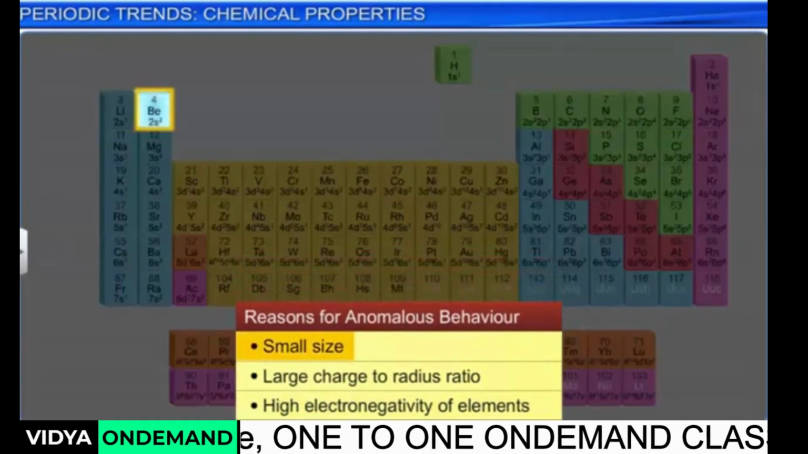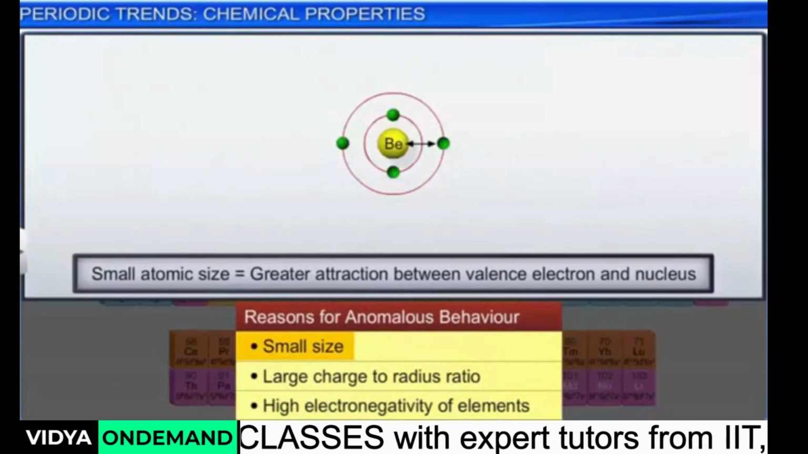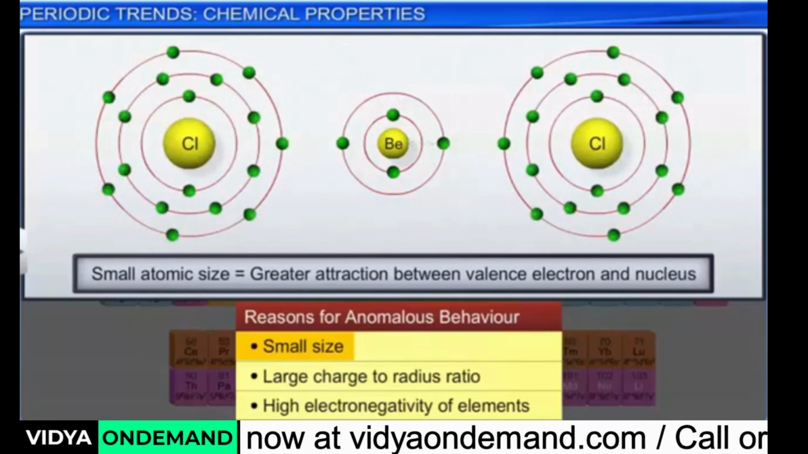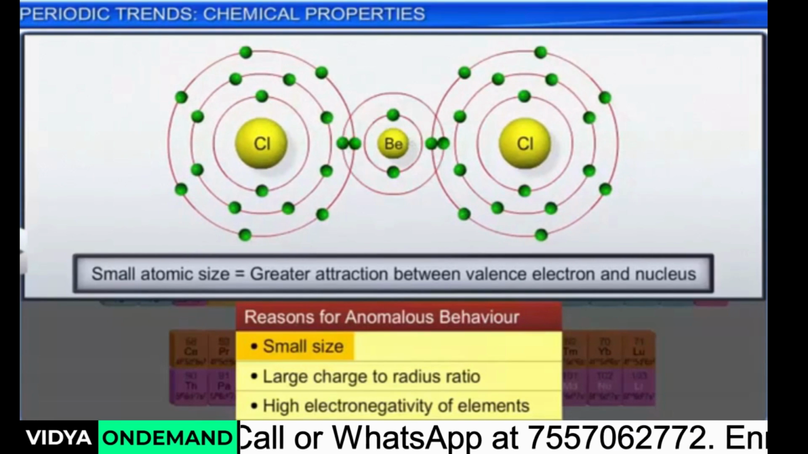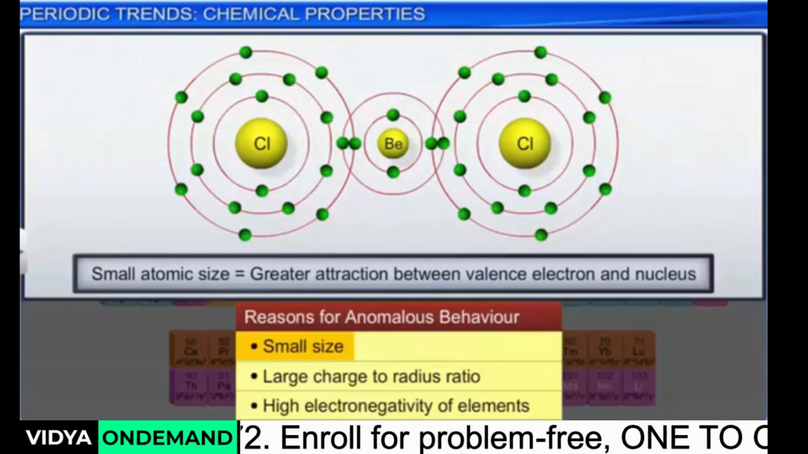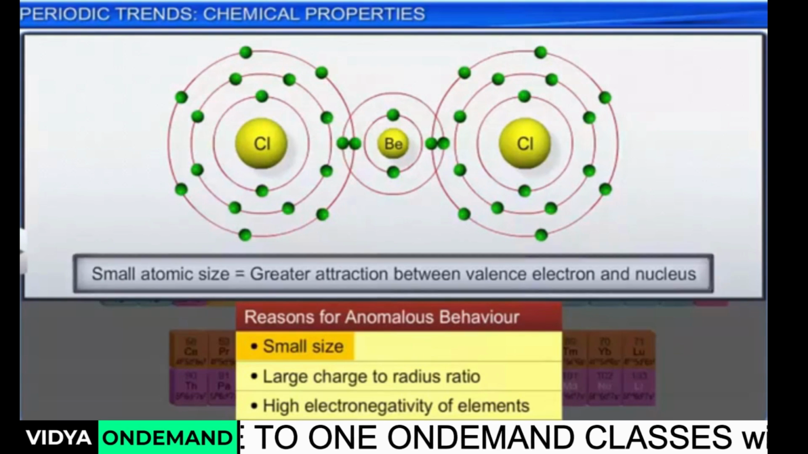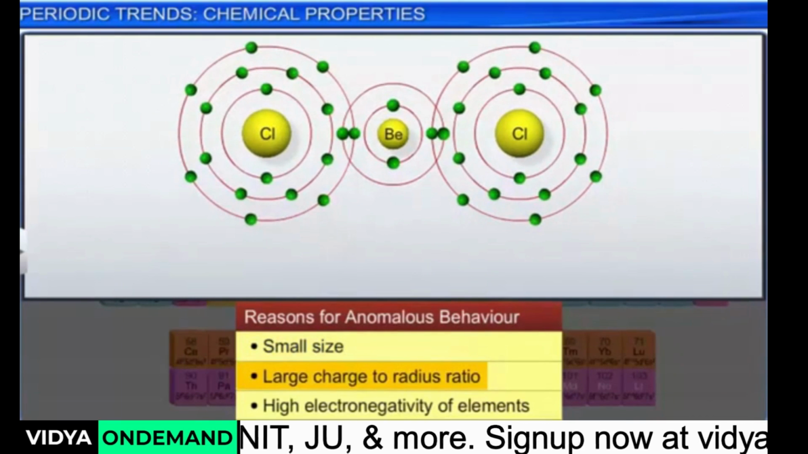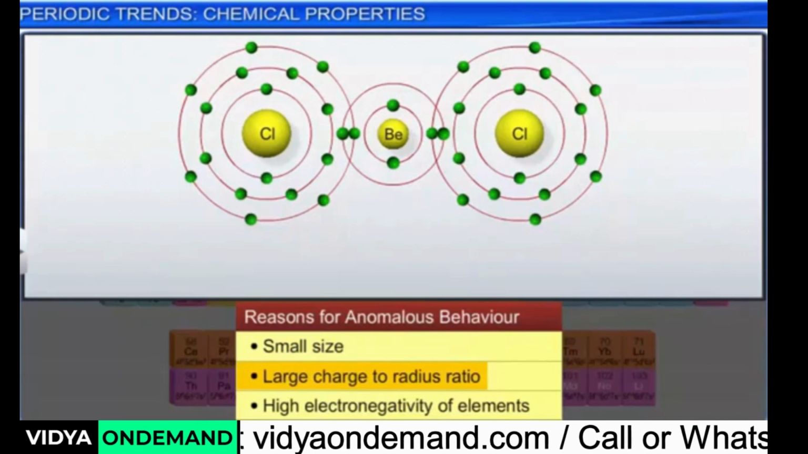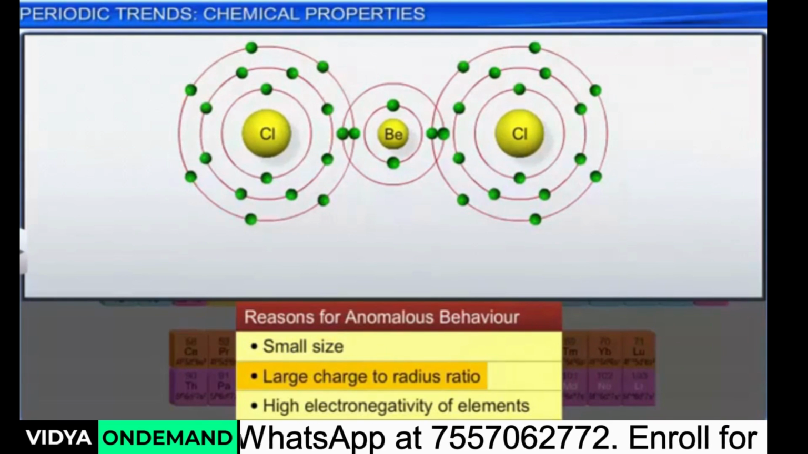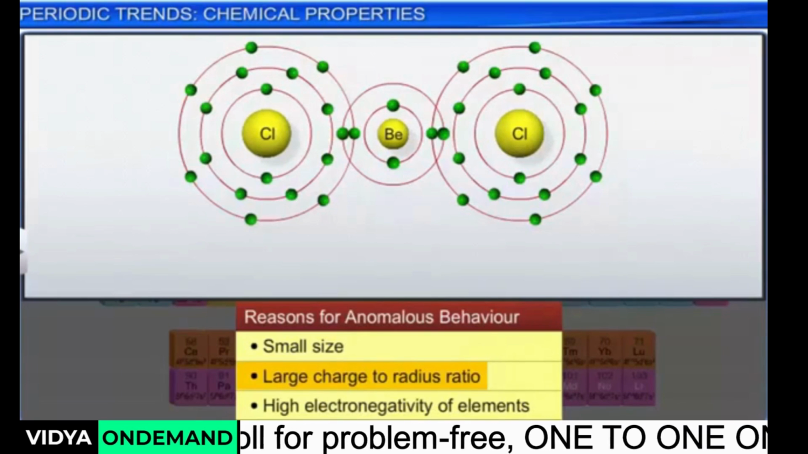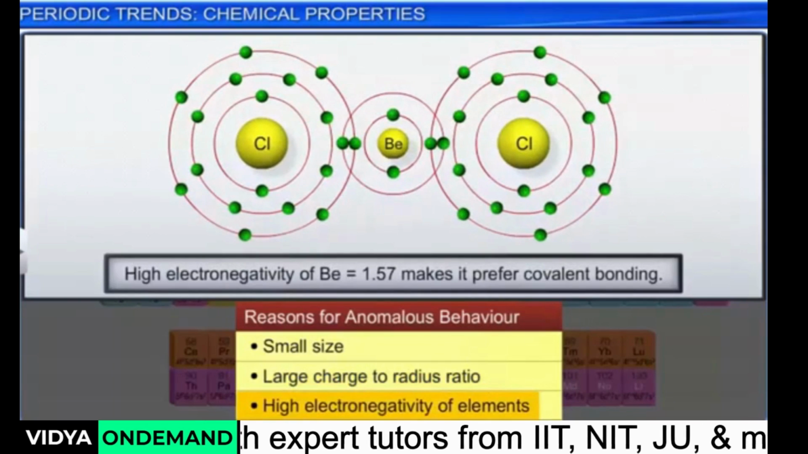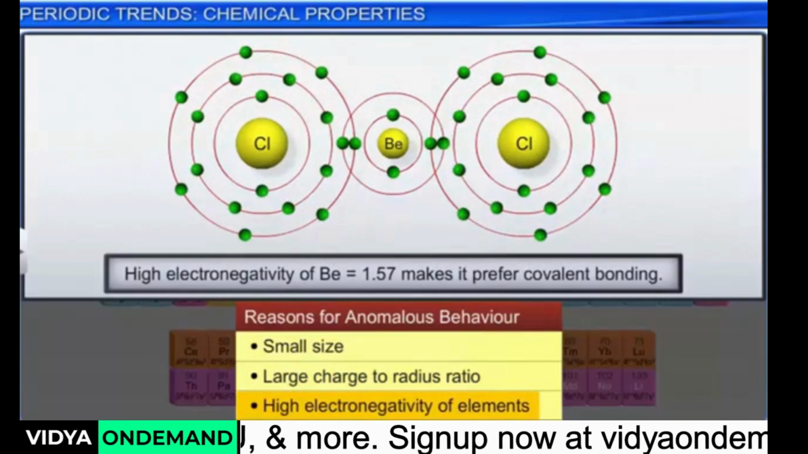Small size means greater attraction between the nucleus and the valence shell electrons. So while forming compounds, the atom tends to share its electrons with other atoms, rather than losing them completely. Large charge to radius ratio means that the ion of the atom has a higher charge sitting on a small-sized atom, a condition that favors covalent bonding. High electronegativity means that the atom has a higher attraction for shared electrons. This again makes covalent bonding favorable.